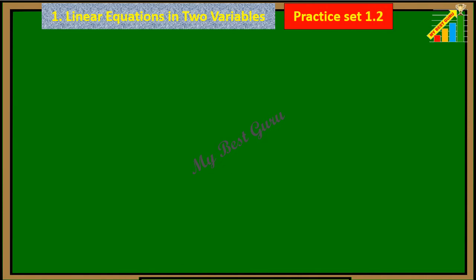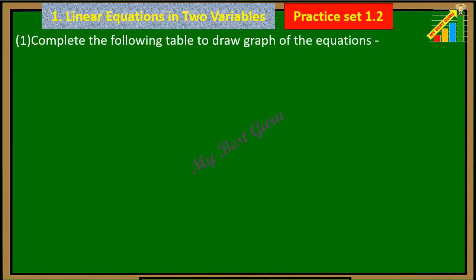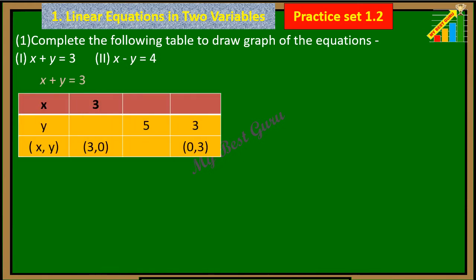Now, the practice set 1.2 from that question number first. Complete the following table to draw the graph of the following equations. Now the equations are given: x plus y is equal to 3 and the second equation is x minus y is equal to 4. Now here x plus y is equal to 3. We will find out the solution for this first.